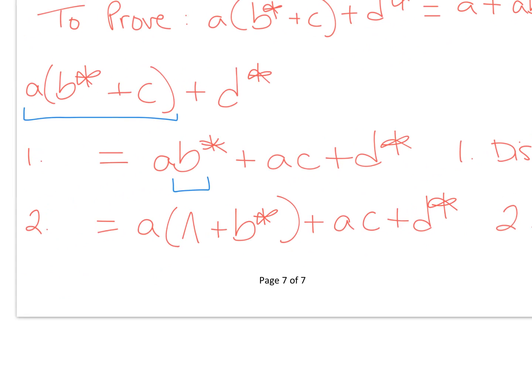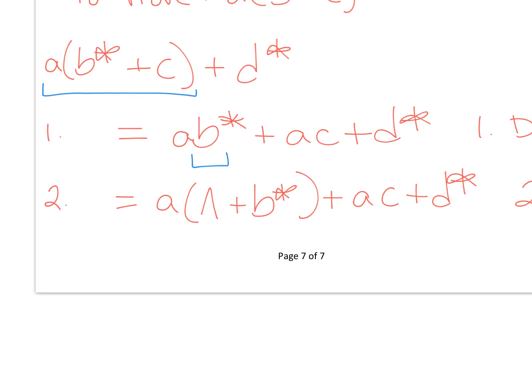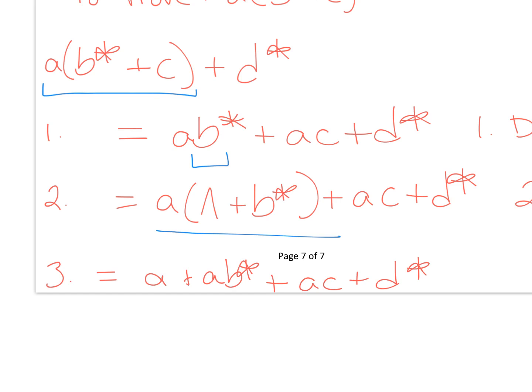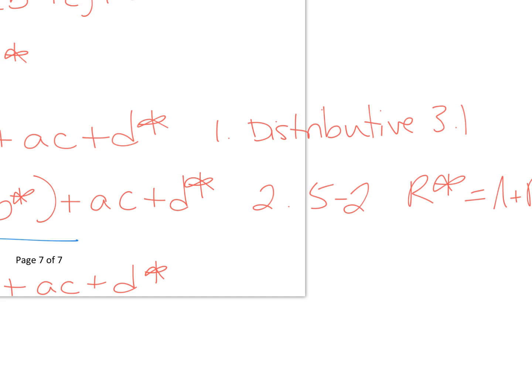So let's keep going. And now I'm going to distribute this whole piece again. So I end up with that being equal to A plus AB star, look at that, plus AC plus D star. And again, we're using exactly the same rules we did in step 1. The reason for step 3 is the distributive property 3.1.